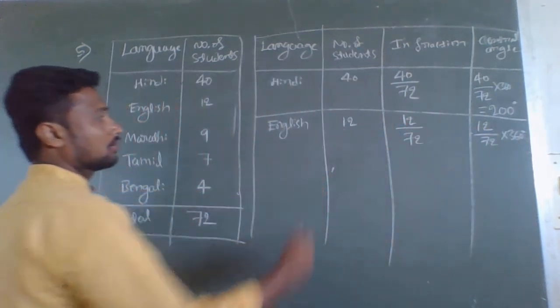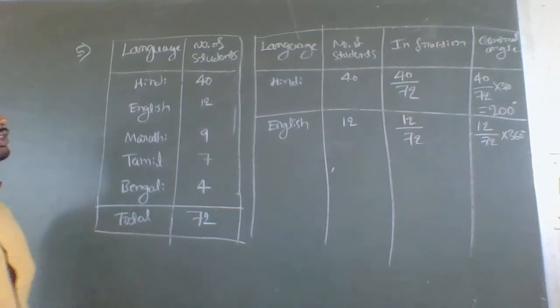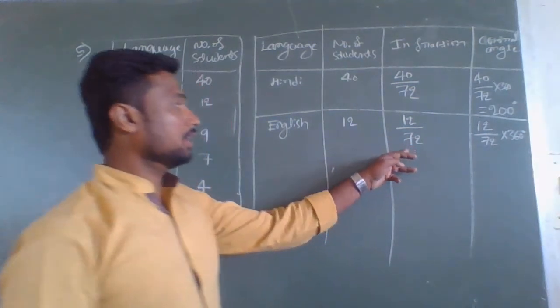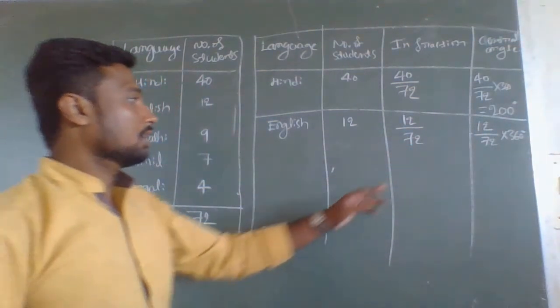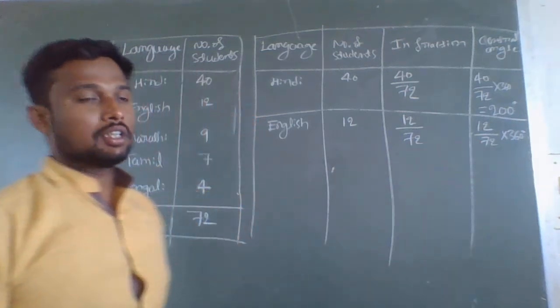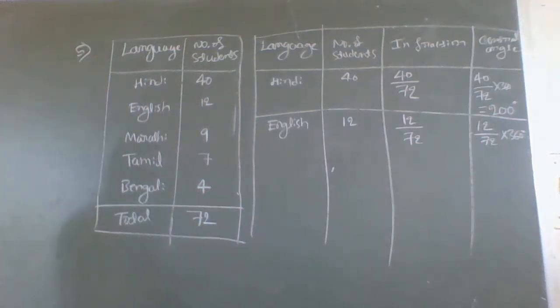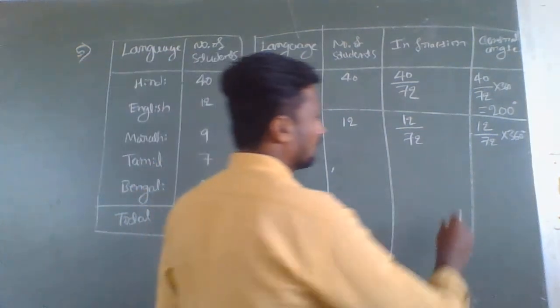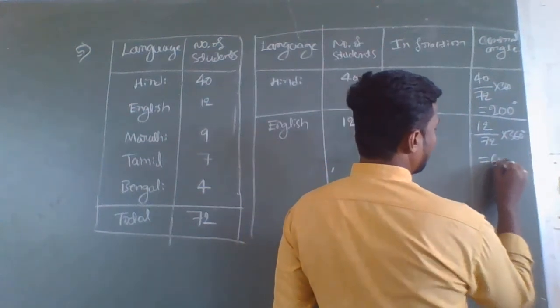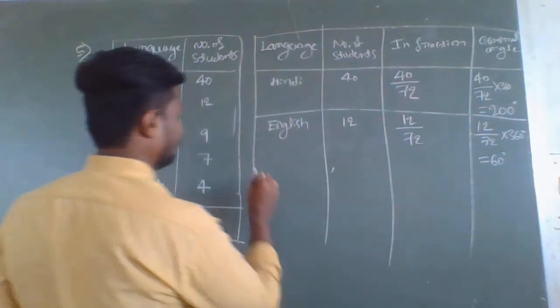The number of students is 12, and in fraction that means 12 by 72, where 72 is the total number. Therefore the central angle is 12 by 72 into 360 degree. If you calculate, what will you get here? 60 degree. Here I will write directly 60 degree.